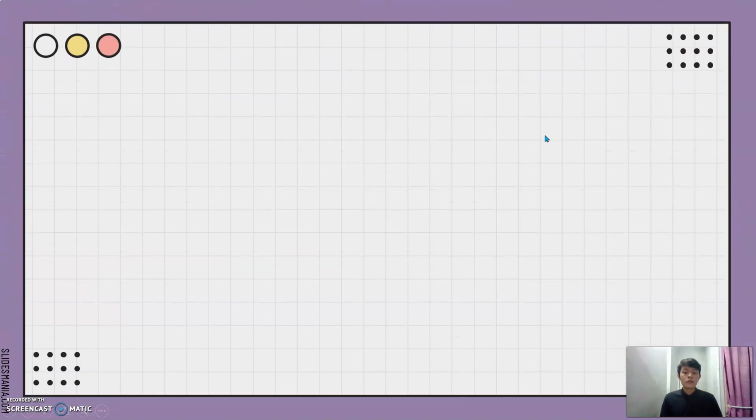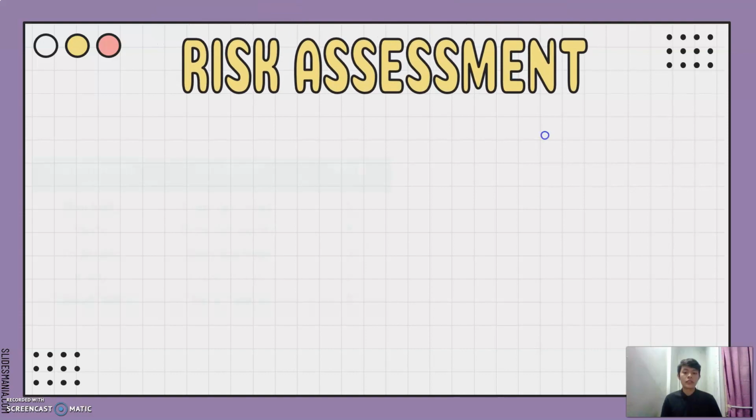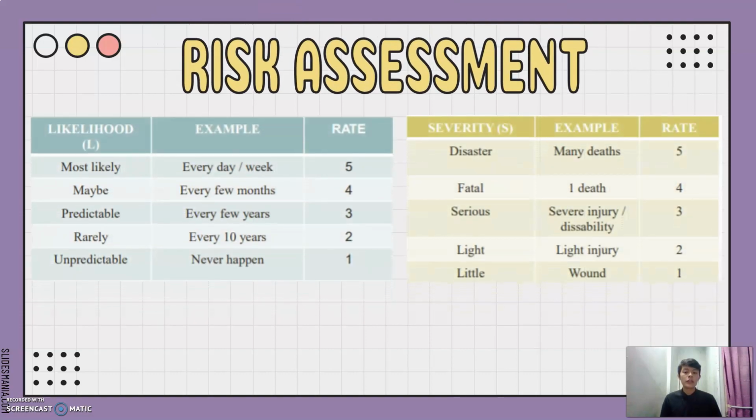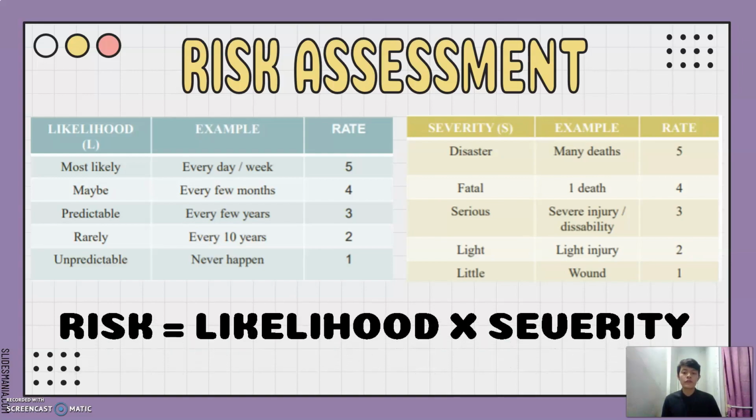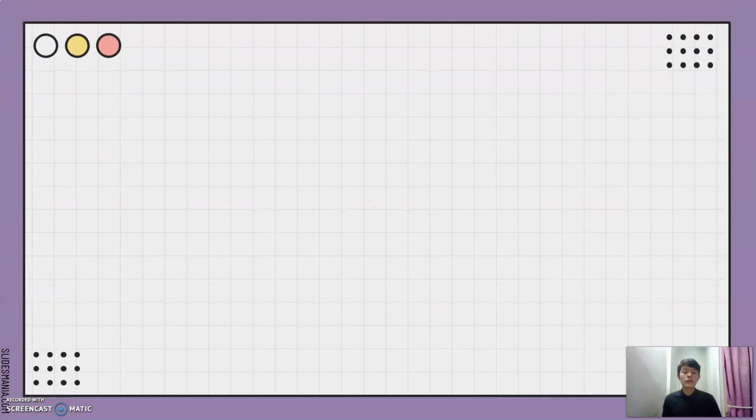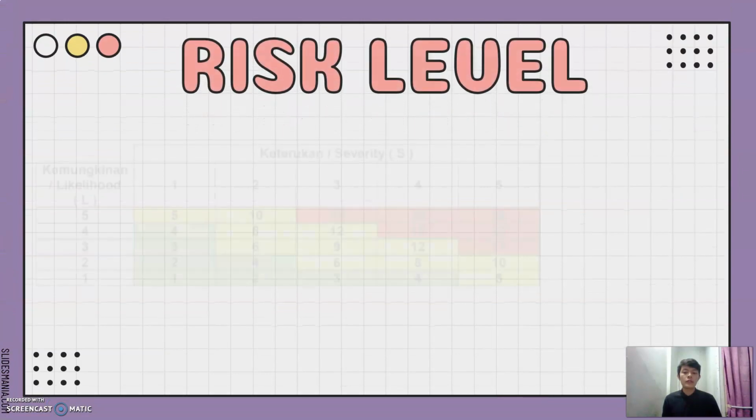Next, we will talk about risk assessment. There are two major components in risk assessment, which are likelihood and severity. Likelihood is how often the event can occur, while severity is the level of seriousness of the damage. This level can be calculated using the formula likelihood times severity. There are three levels of risk, which are low, medium, and high.